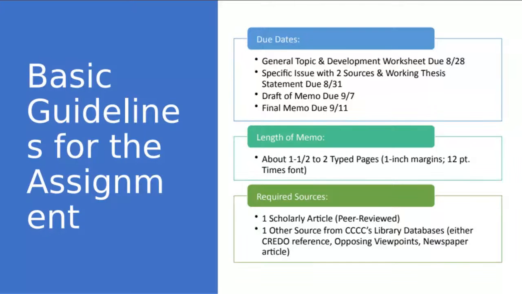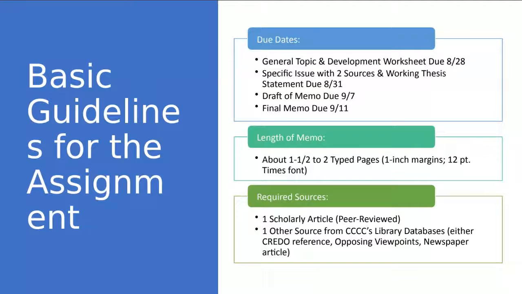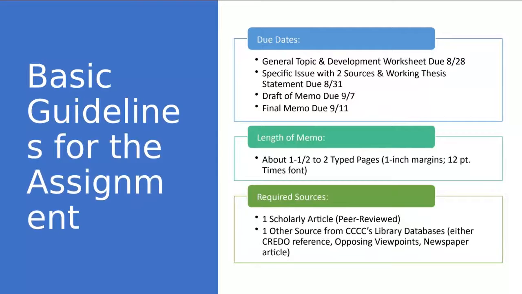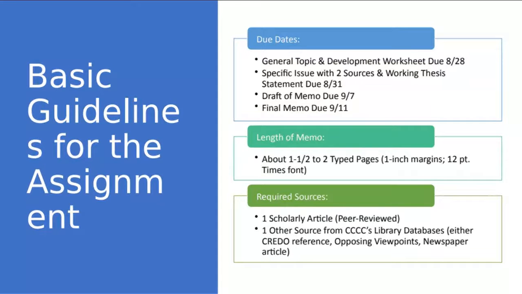So the first slide has the basic guidelines for the assignment with general due dates and the length of the assignment. So general due dates, these may change as we go along, but as of right now, you will need to choose your topic and complete your topic and development worksheet by August 28th. You'll need to narrow down your specific issue and come up with your 2 sources as well as your working thesis statement by August 31st. The draft is due September 7th with the final memo due on September 11th.